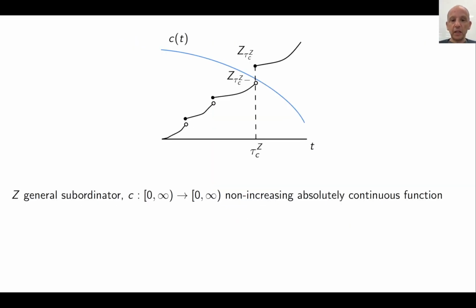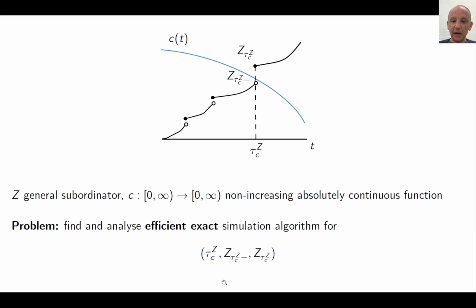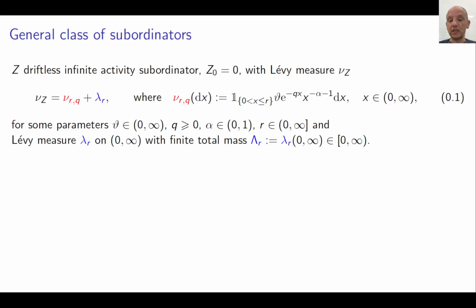Okay, so you will recall from the previous video that the main actor here is this triplet. So the time a subordinator crosses a given boundary function, the position just before it crosses, and the position where it lands. In other words, the algorithm samples from this triplet. It is exact, so it samples exactly from the law, and it is efficient in that its running time, which is random, has all moments.